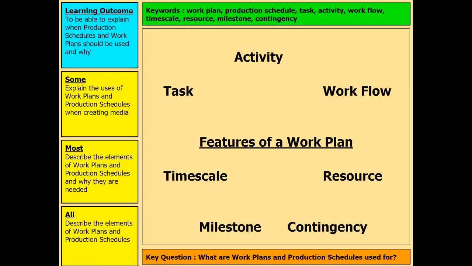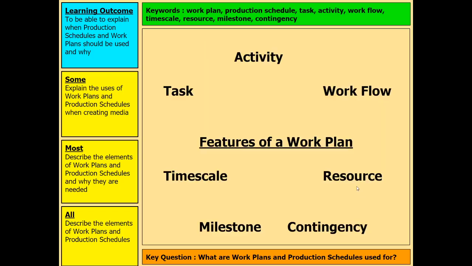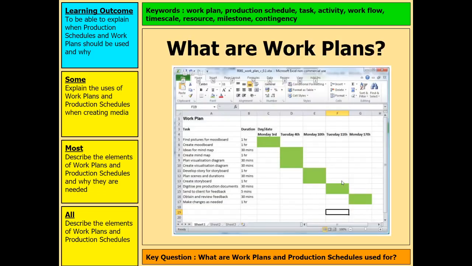The workflow, we can see again, if we just flip back to here, we can see the workflow going down, so we can see how the work is being completed. We've got the idea of timescale, we've got durations. On the previous one we've got the dates. We need to have resources in there, so we know what resources we need to complete and work through. We need to have milestones, so when our particular thing is going to be completed. We also need contingency time, so if something goes a little bit wrong, we need time to make sure that things can get fixed. So this is a very basic work plan.